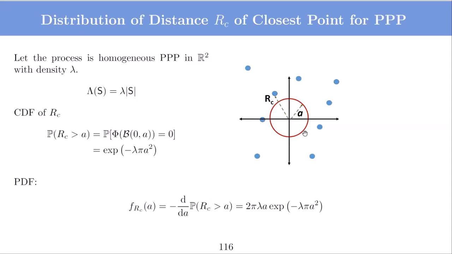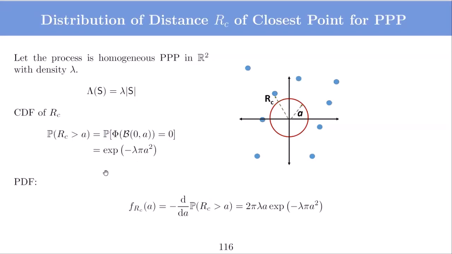So this is the ball of radius a, and the event that R_C is more than a will only happen if there is no point in this ball of radius a. If there is any point in this ball, then one of them will be the closest point, and that distance will be less than a. So R_C, the closest point distance, can be more than a only if there is no point in this ball. So what is the probability that there is no point in this ball? It is given by the void probability of this ball. That will be equal to exponential minus density into the size of the ball, and the size of the ball is pi a squared. So this will be exponential minus lambda pi a squared.